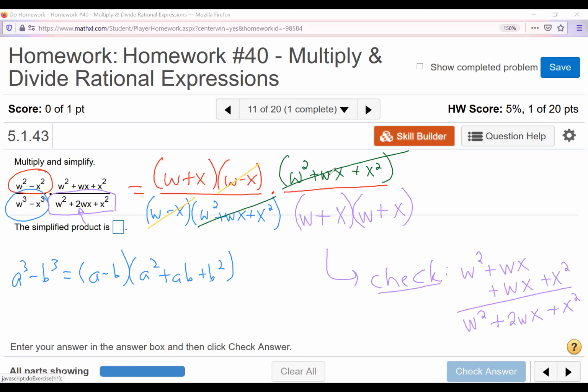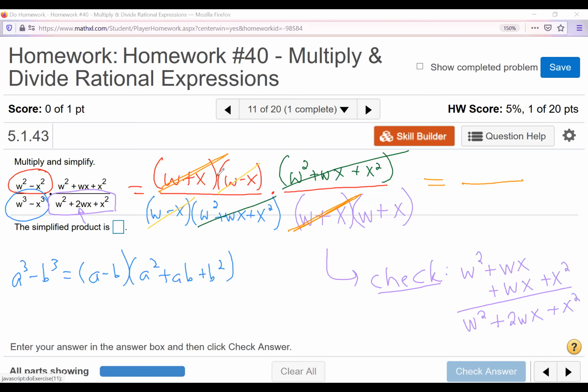All right, so are we done? Let's see. I've crossed out a bunch of things. I crossed out the common factors of w minus x. We crossed out those trinomials. And we get to cross out one more thing: w plus x in the numerator with one of the w plus x factors in the denominator. And now, if you look carefully in this problem, everything got crossed out in the numerator.